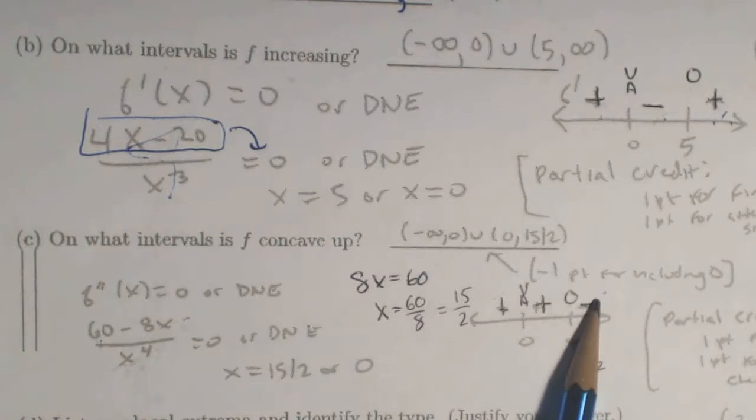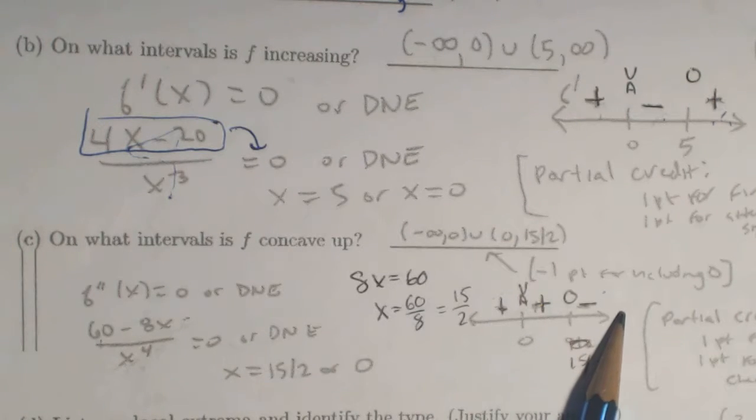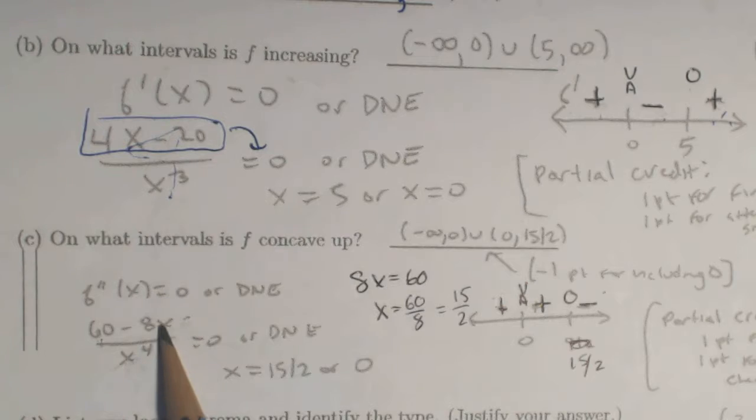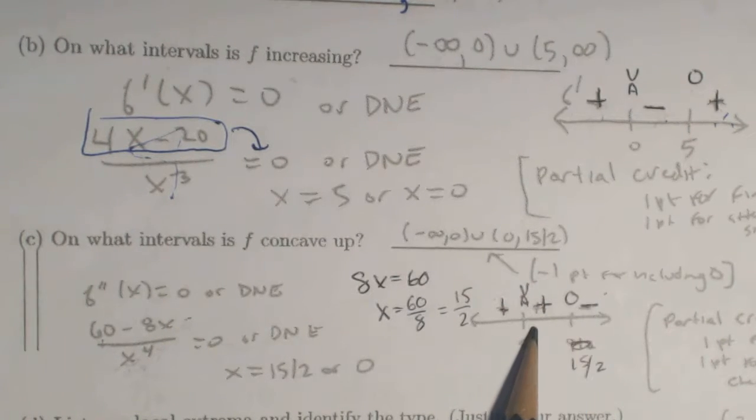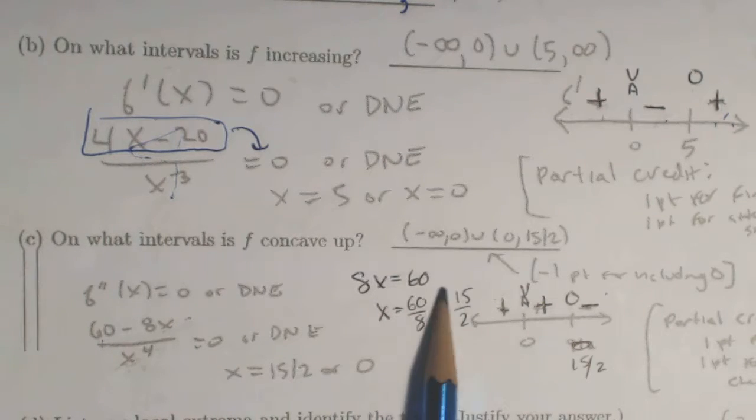So if you plug in any number bigger than 15 halves, which is 7.5, plug in 10, you get 60 minus 80, that's negative. Plug in a 1 in this region, you get 60 minus 8, that's positive. Plug in a negative 1, you get 60 minus a negative 8, and 60 minus a negative 8 is 68, that's positive.